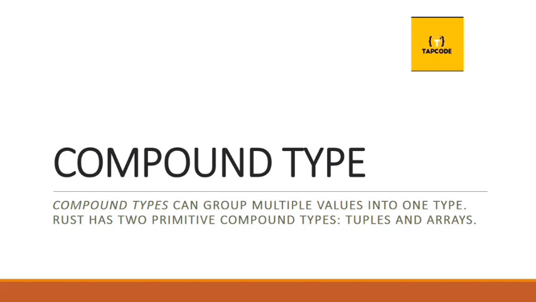Down to the next one, which is compound types. That's the second type of data type. Compound types can group multiple values into one type. Like, I can input 5 values into one single type. As we move further, we'll see more about it. And Rust has two primitive compound types, tuples and arrays. So the next slide is going to be about tuples. Then from there we'll go to the next one, which is going to be talking about arrays.